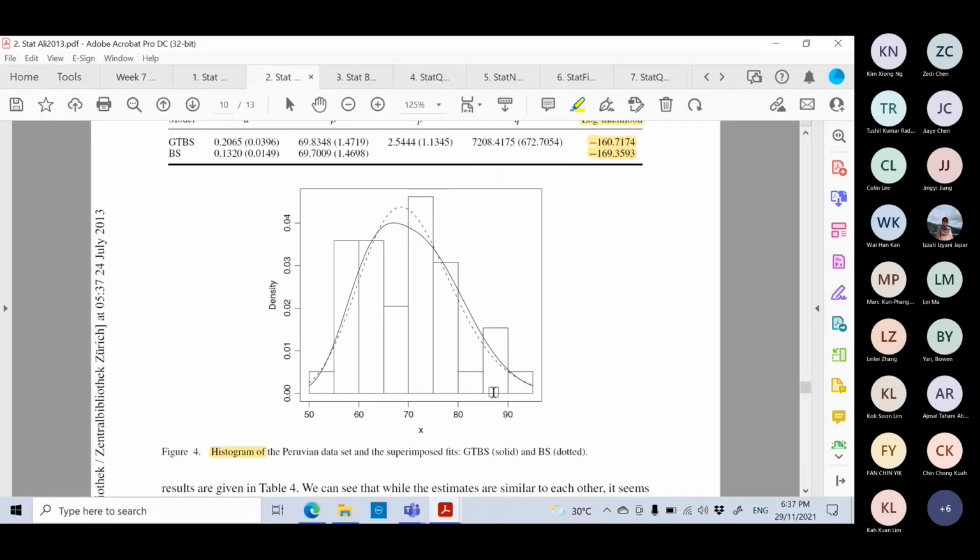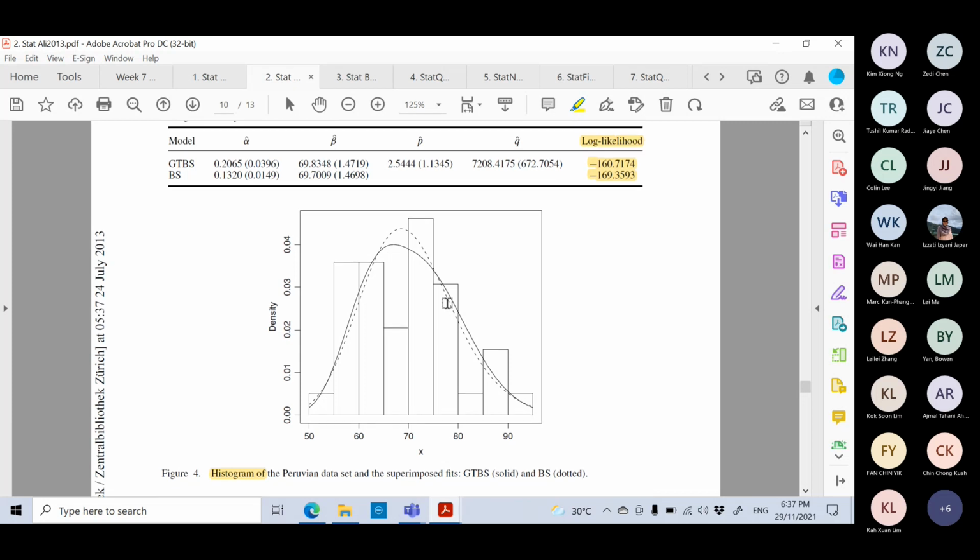So clearly you can observe that the BS here is higher, whereas the GTBS is lower. Okay, so this further justifies that your model is better, but the graphical evidence here may not be very strong to show that your GTBS performs better. Therefore, the graphical here only lets people illustrate your work.